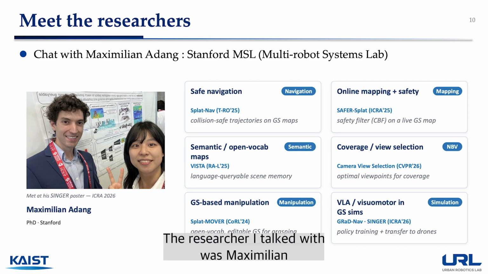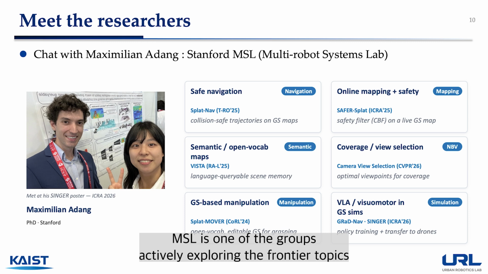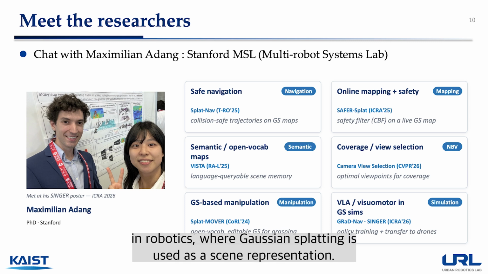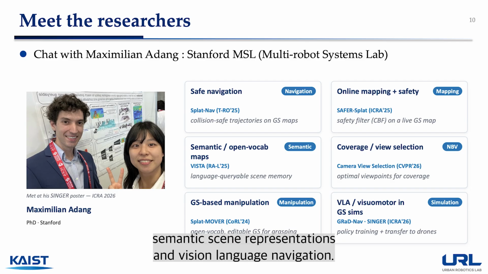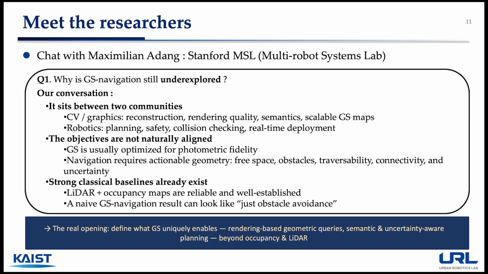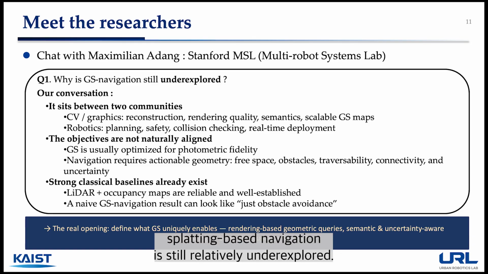The researcher I talked with was Maximilian Adang from the Stanford Multi-Robot Systems Lab. MSL is one of the groups actively exploring the frontier topics in robotics, where Gaussian splatting is used as a scene representation. Their work includes Gaussian splatting-based simulation, active mapping, semantic scene representations, and vision language navigation. The first point we discussed was why Gaussian splatting-based navigation is still relatively underexplored.